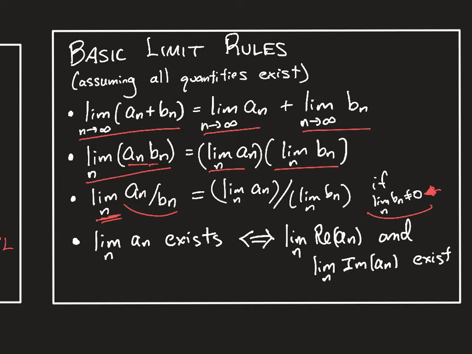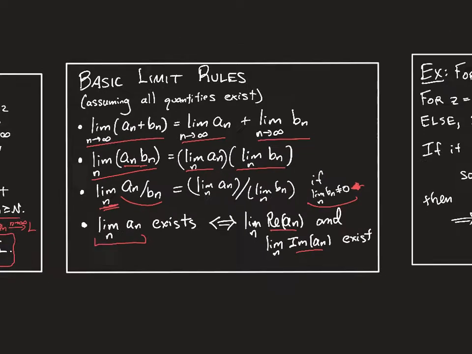And finally, a limit of complex numbers exists if and only if the real and imaginary limits exist, and that's just corresponding to how convergence would work in R2. A sequence in R2 converges only if the limits of the individual components exist. Now here's a basic but important example.